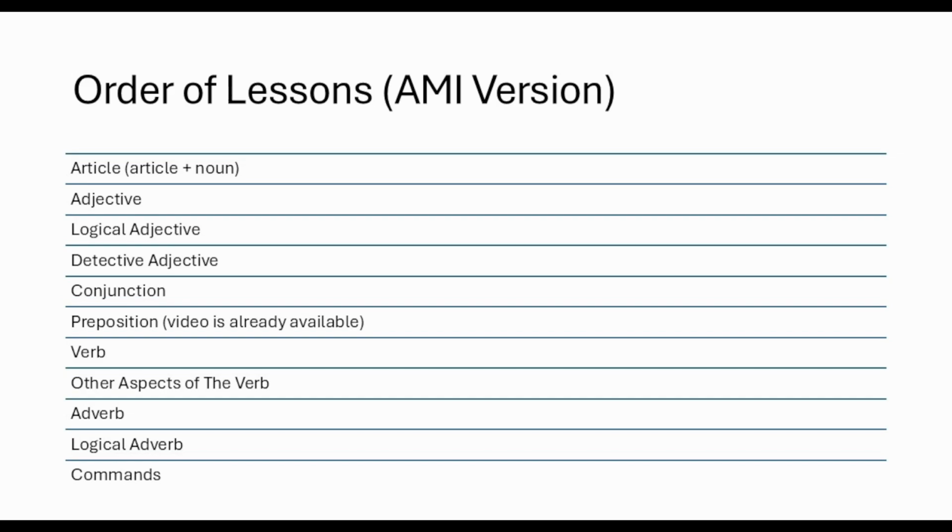So after the preposition, we do the verb, and then we cover a section called Other Aspects of the Verb, which actually has several lessons under that one area. So that's going to be a bigger one to tackle, and I might have to break that video up into a couple different parts. After that, we're going to talk about the adverb, and then there is a lesson called the logical adverb, and then we get into commands, which again has a lot of different lessons to it, a lot of different baskets to it. So we have several different command baskets that we'll have to get through, and again, that might be a video where I have to film things separately.